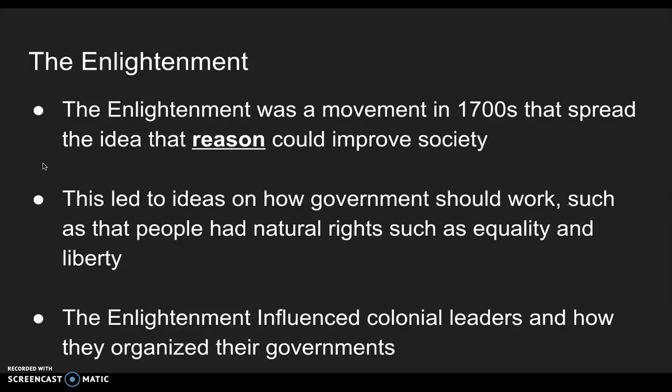Then we have the Enlightenment, this movement that began in Europe in the 1750s that ended up having a strong influence on the colonists. It spread the idea that knowledge and reason and science could improve society. Ideas spread through experiments, through lectures, through organizations throughout Europe and eventually throughout the colonies.